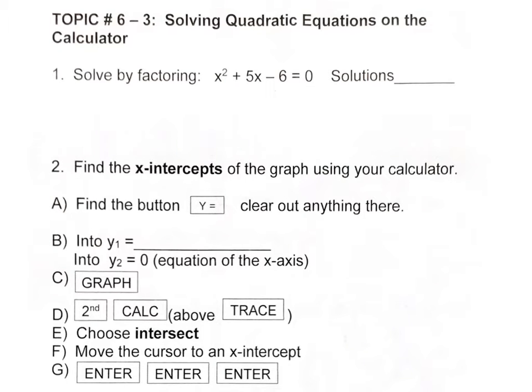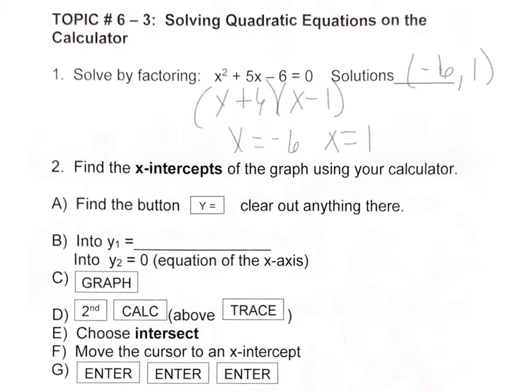Okay, guys, last paper, 6-3. The first thing you have to do is factor. So if we factor this one, your factors are 6 and -1. So if we factor those, x is going to equal -6 and x is going to equal 1. So your solutions are -6 and +1.